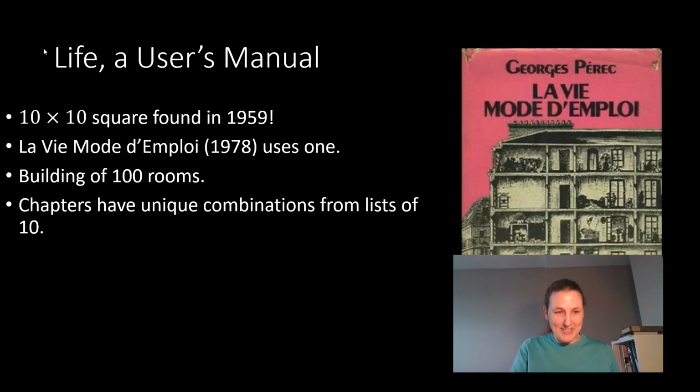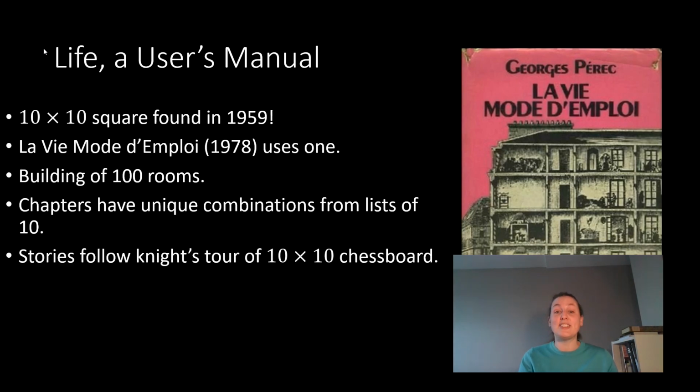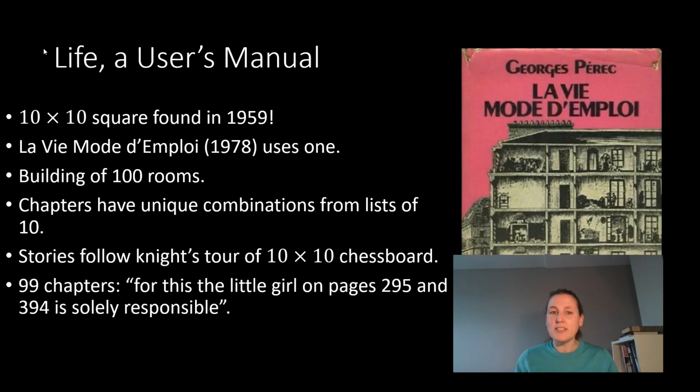Another cool thing about this is that the stories follow a knight's tour of a 10 by 10 chessboard. I will just mention, you might expect 100 chapters, right? There are in fact 99. And Perec says, for this, the little girl on pages 295 and 394 is solely responsible. So to know more, read the book.